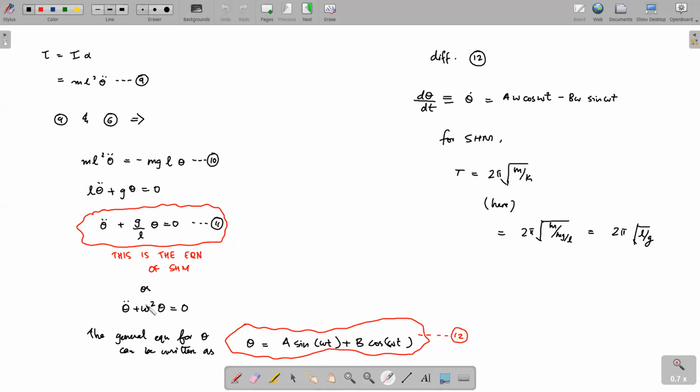Okay. So if we solve this equation, we will obtain the solution for theta as a sin omega t plus b cos omega t. Okay, if we give the initial conditions of time, we will be able to solve the equation and find the values for a and b. A and b are constants here.